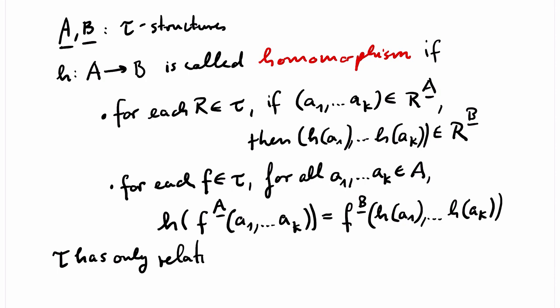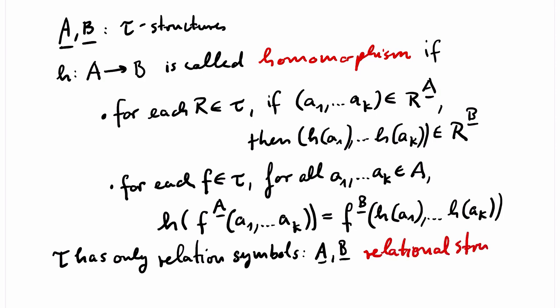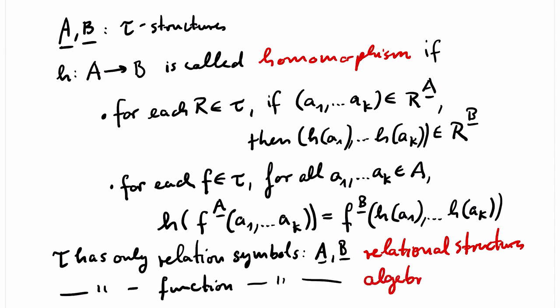Tau structures where the signature is purely relational are called relational structures, and tau structures where the signature is purely functional are called algebras, in the sense of universal algebra. In this section of the course, we'll be mostly working with relational structures, but algebras will become very important in later sections of the course.